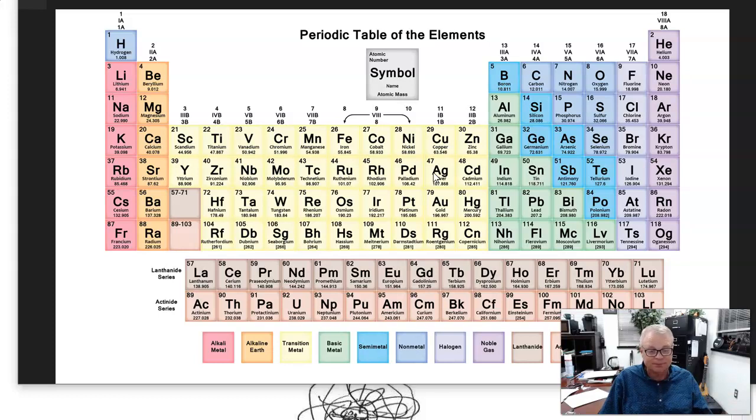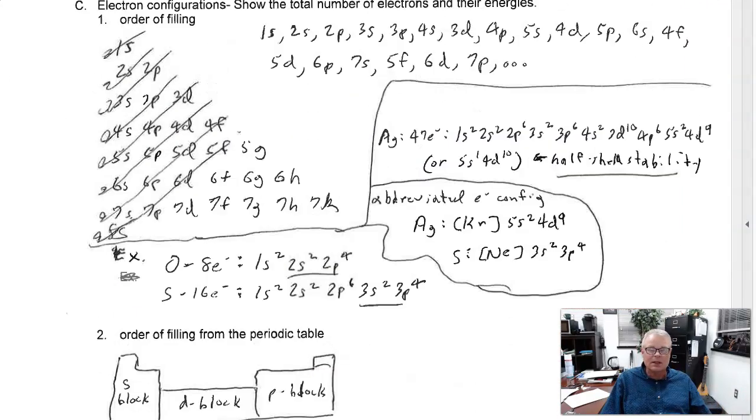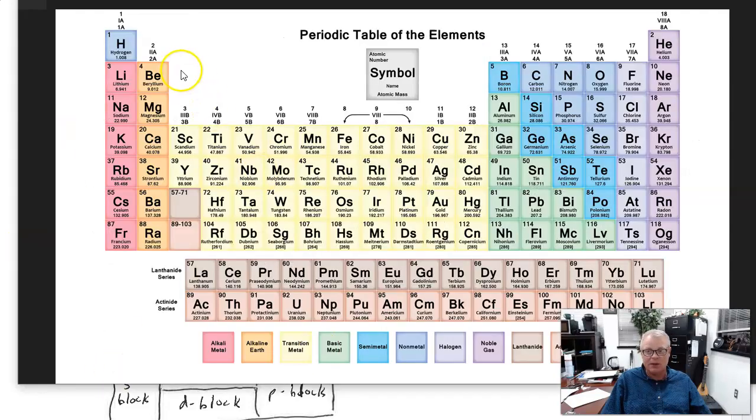In fact, I can actually give you the order of filling simply by looking at the periodic table. I don't even have to look at this. You take a look at your notes and tell me if what I tell you is exactly this. Here we go. 1s2, 2s2, 2p6, 3s2. In the S block, 3 down. 3p6, 4s2. Okay, now I'm in the D, but remember it's offset by 1. 3d10. Now back to the P block, so 4p6.